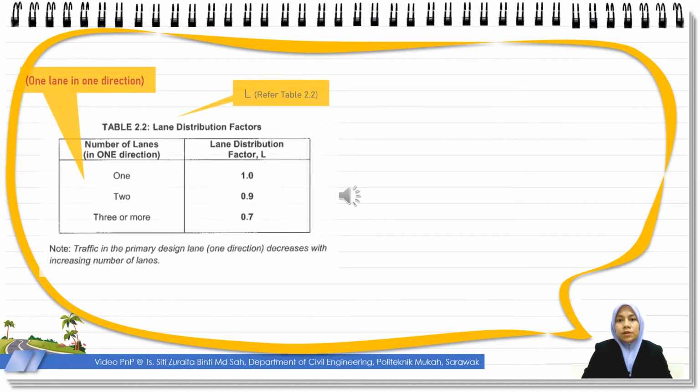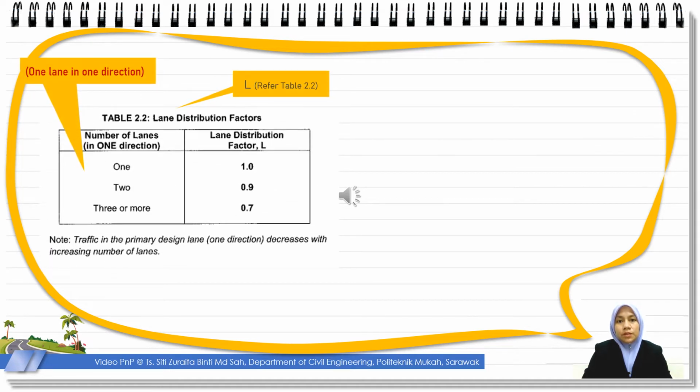By referring to Table 2.2, named as lane distribution factor, you can see if the number of lanes in one direction is 1, the value of lane distribution factor L you can get is 1.0. If the number of lanes is 2, the value of lane distribution factor you can get is 0.9. From the question before, it shows that the value of L is 1.0.